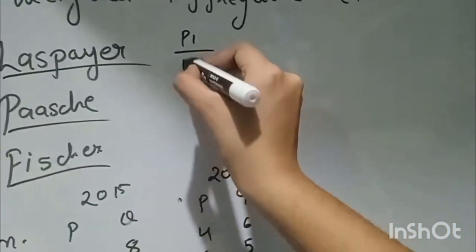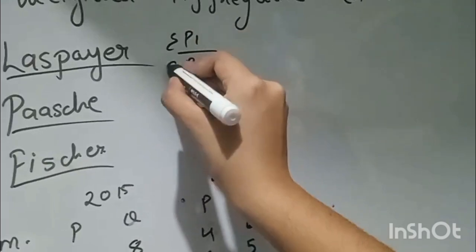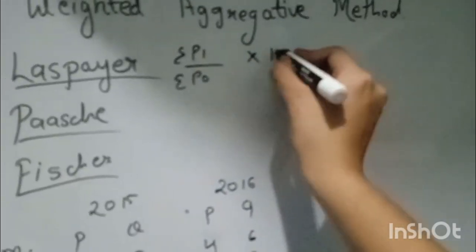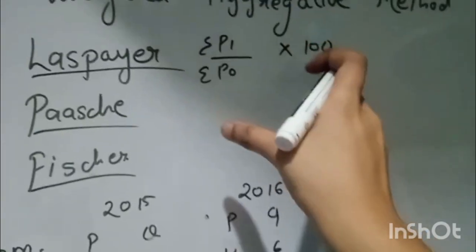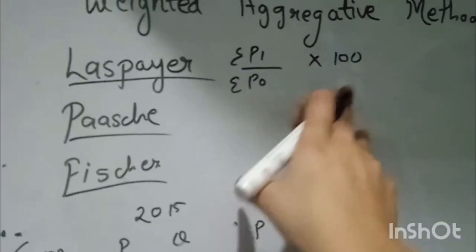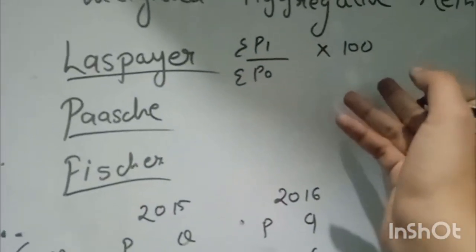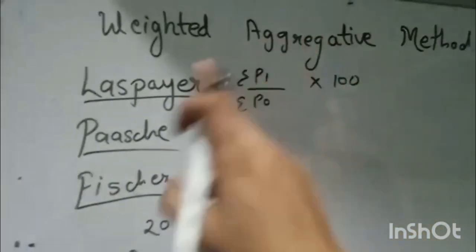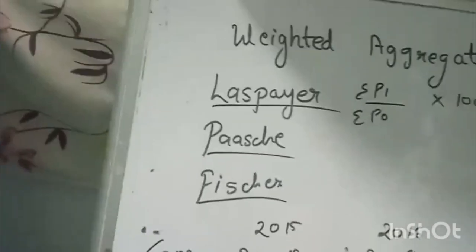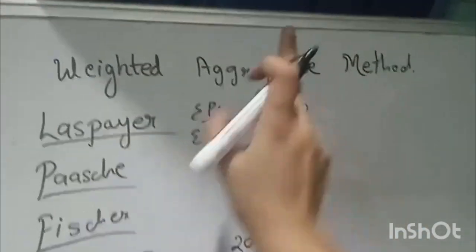P1 upon P0, sigma P1 upon sigma P0 into 100. It was the formula for the simple one, right? Simple aggregative method, yes. The formula for the simple aggregative method was this, right?